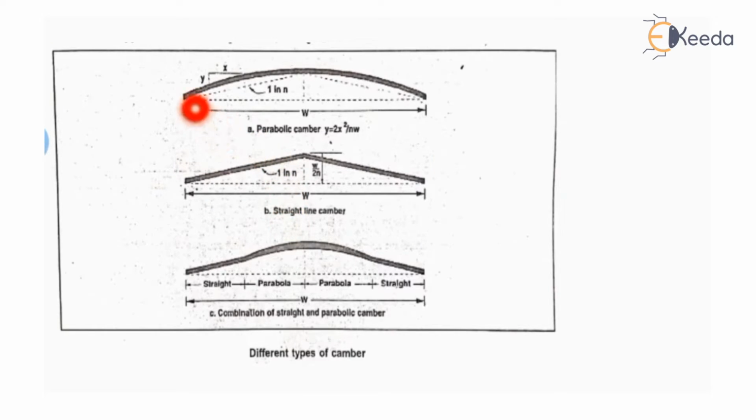So these are the profiles of the camber. First one you can see is the parabolic camber, as the equation applies, that is the slope is 1 in n, that is the vertical and the horizontal. This is the straight line camber, and the equation is W upon 2n. And this is the combination of straight and parabolic camber. Here the central portion is parabolic and the edges are straight.